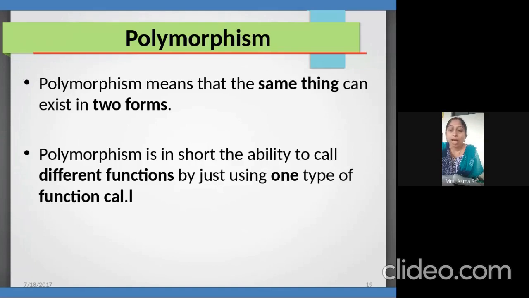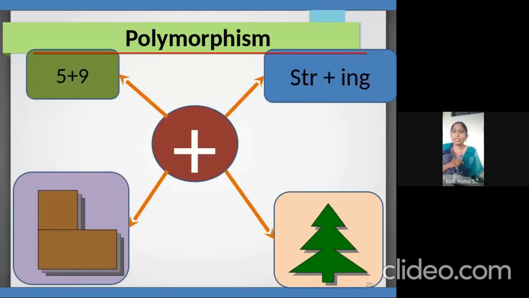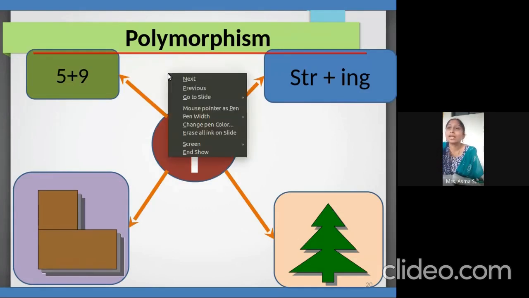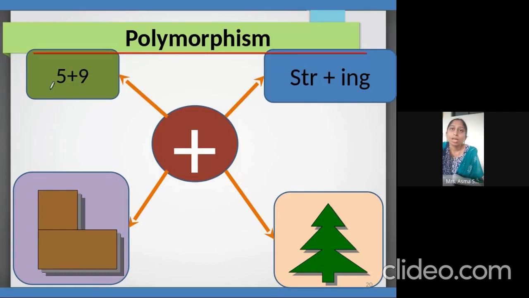So the name is the same, but the operation which it performs is different. The operations which it performs are different. Then we can say polymorphism. Here is an example so you can understand better. If you see this 5 and 9, here is a 5 and 9. This is my basic addition where plus means to perform the addition on two numbers.